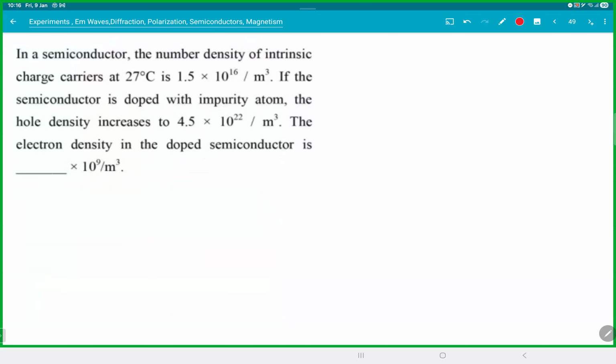The semiconductor, the number density of intrinsic charge carriers is 1.5 into 10 power 16. The semiconductor is doped with the impurity atom, the hole density is given. Find the electron density. Easy, but only if you know what they're actually talking about. Most people will read this, like number density, doping, semiconductor, impurity, hole density, and the fuse just blows off.